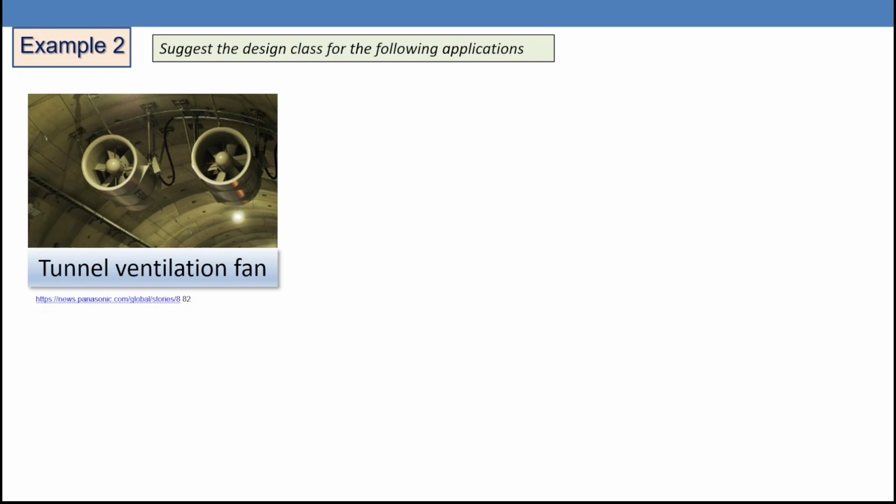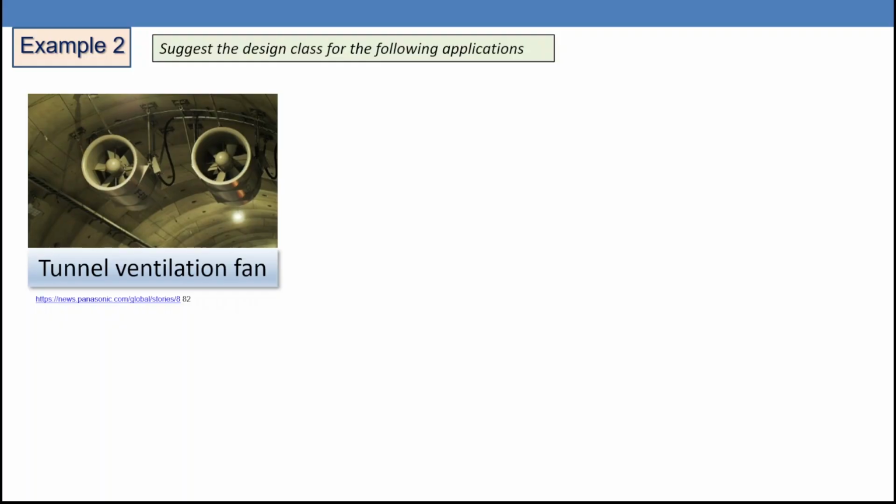Example number 2. Suggest the design class for the following applications. Number 1, tunnel ventilation fan. For this application, we need a high speed, so definitely Class D should be avoided. We are in Class A, B, or C. And that one is not a frequent start or stop, and we need a normal starting torque because the machine is going to run at full load. So that one is going to have a high speed, and that one is a fan. So definitely it could be Class A or B, not Class C.